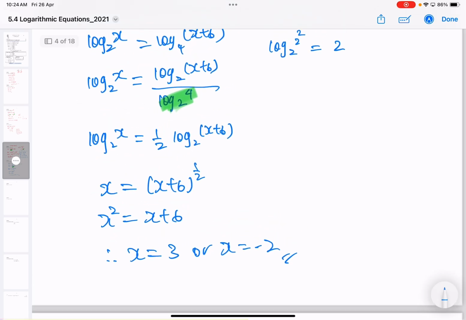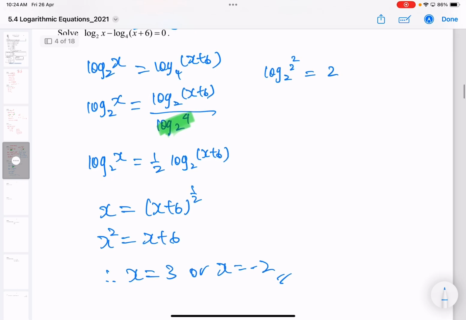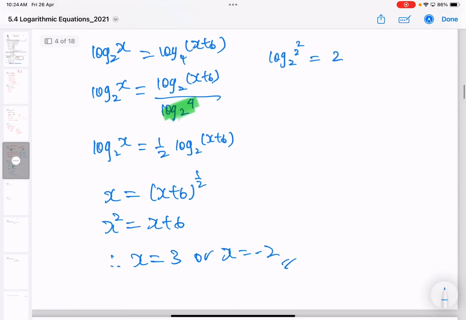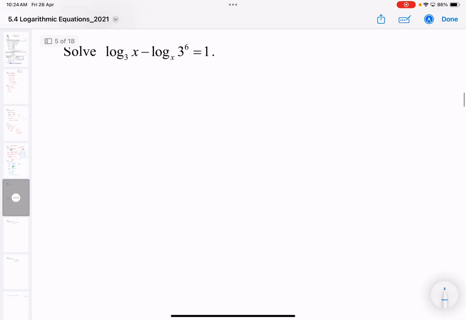Alright, okay, let's move on. Is everyone okay with this question? Hey, the SATs also have logarithms, no? You cannot run away from it now.